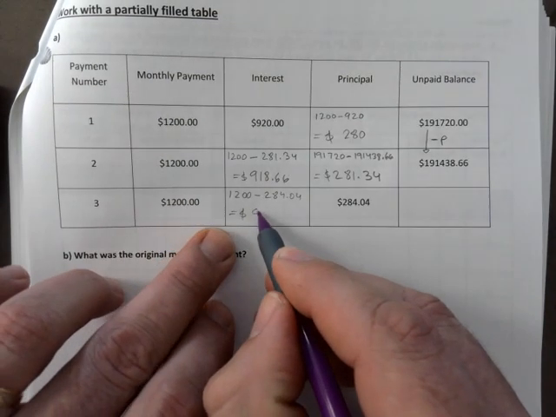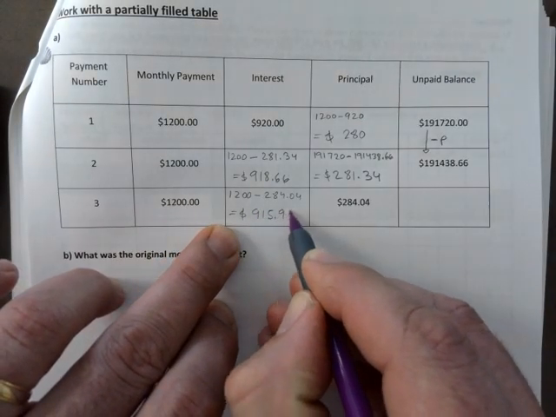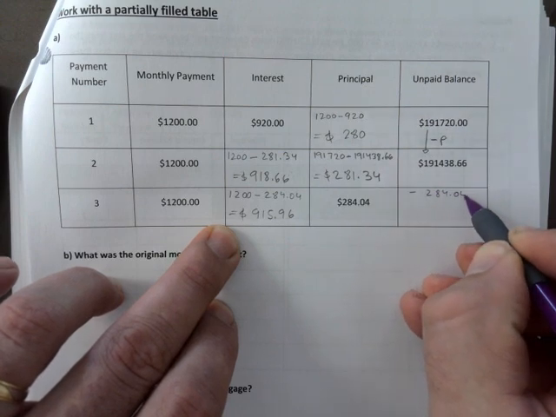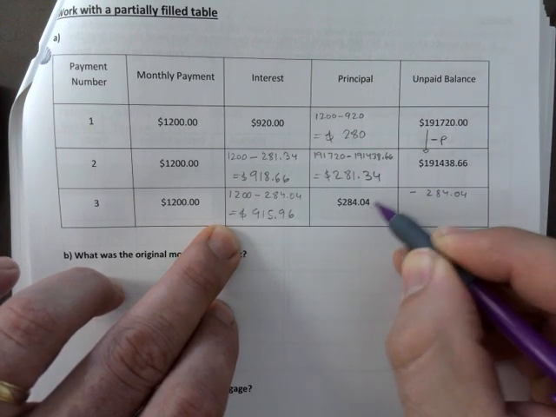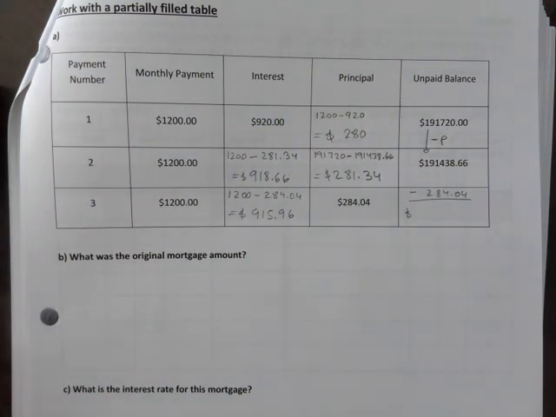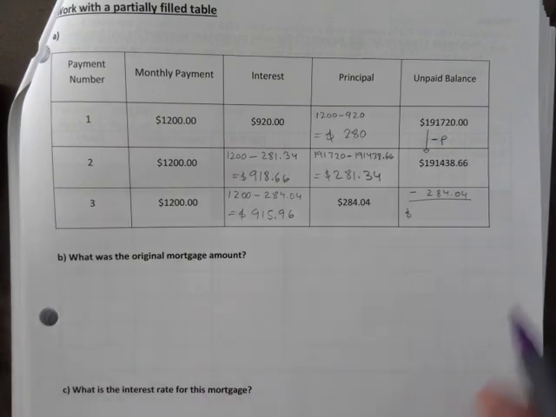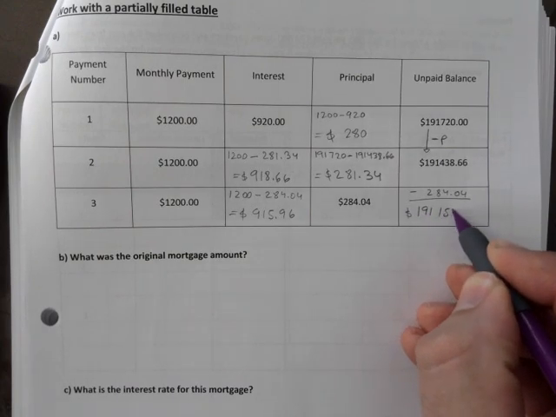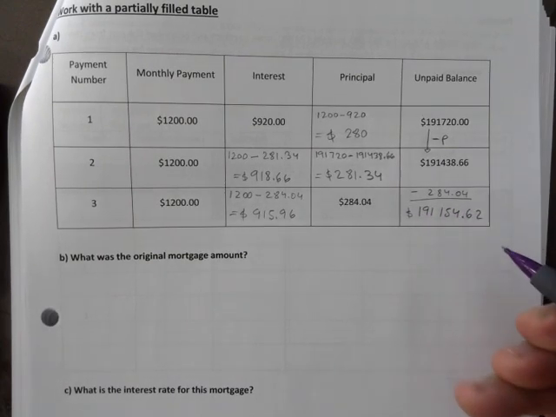This is 915.96, and here I'm just going to take the principal away from the previous unpaid balance. And that is 191,154.62.